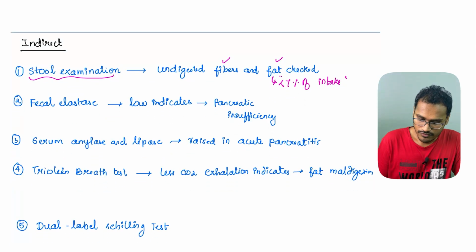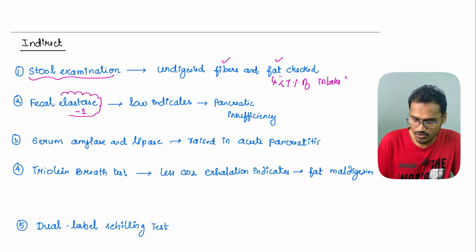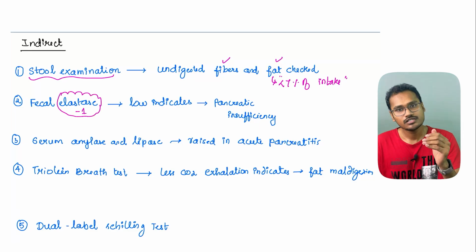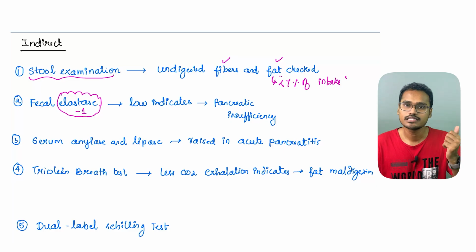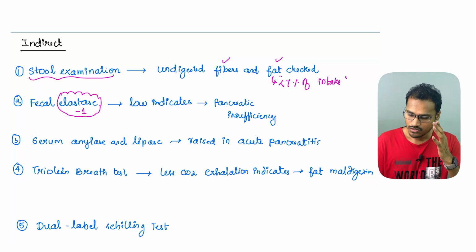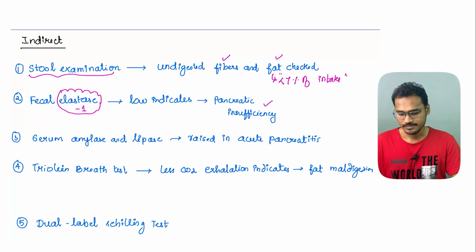Then there is something called fecal elastase 1. This elastase 1 is actually produced by the pancreas, and if it is low, it means that the pancreatic secretions are not coming adequately. So it indicates pancreatic insufficiency.